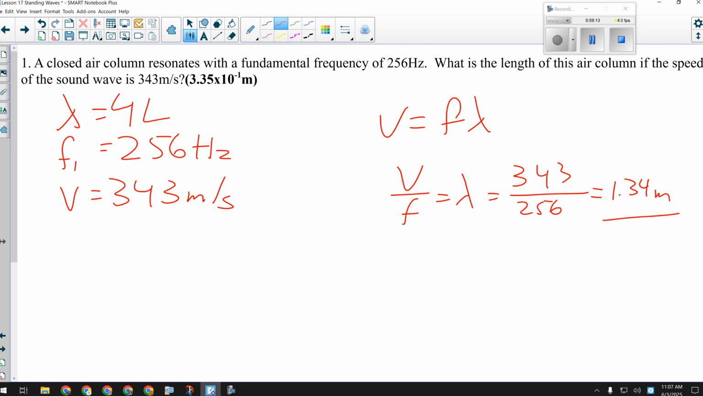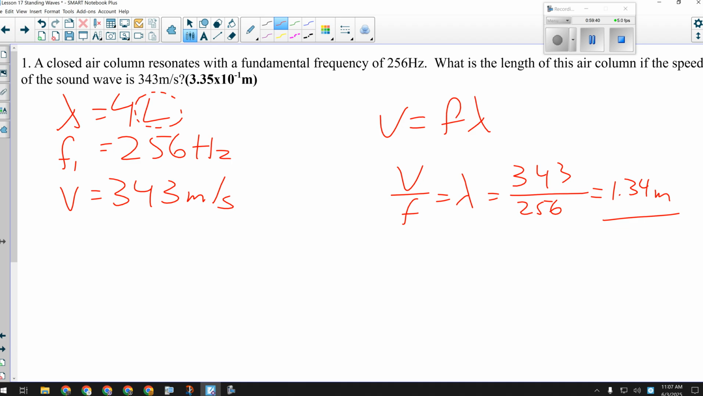That's the wavelength. They want to know how long the air column is. At F1, there's only 1/4 of the wavelength in the tube. So what do I do with that number if I want to get the length?